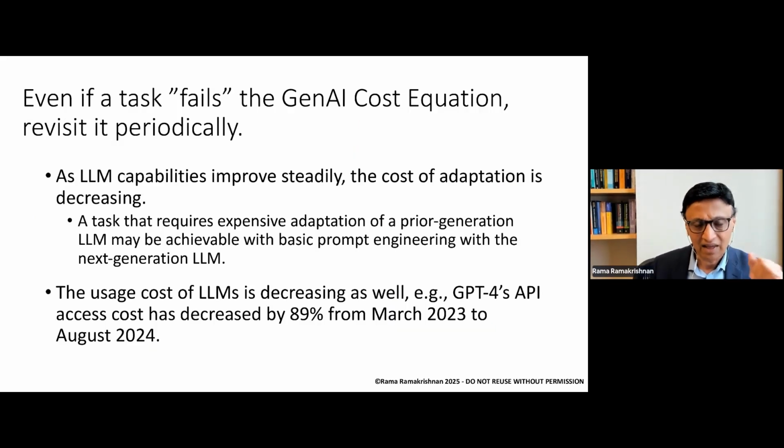Now, I want to say one final thing about the equation. If you apply the equation to a particular task and it turns out it doesn't pass because these costs are too big, you should probably revisit it periodically, because as LLM capabilities improve steadily, the cost of adaptation is actually decreasing quite a lot. So in other words, next month's frontier LLM version may actually be able to do the job with just prompting, even though this month's LLM requires fine-tuning, right? So that cost will drop. Now, the usage cost is actually dropping precipitously. GPT-4's API, for example, decreased 90% from March of '23 to August of last year. And this trend continues as we go. So you should probably revisit it periodically.